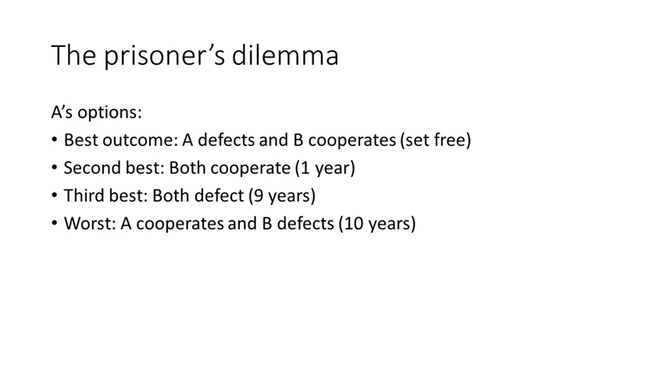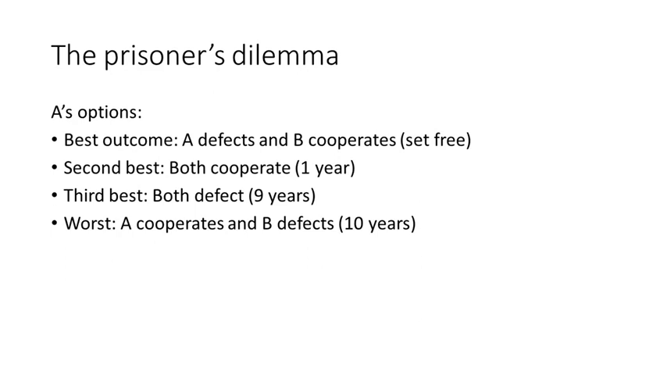So clearly the best option for A is A defects, confesses, and B stays silent, because then A will be set free. The second best option is if both A and B cooperate with each other and stay silent, because then they both get just 1 year on the lesser charge. That's the second best outcome for A.